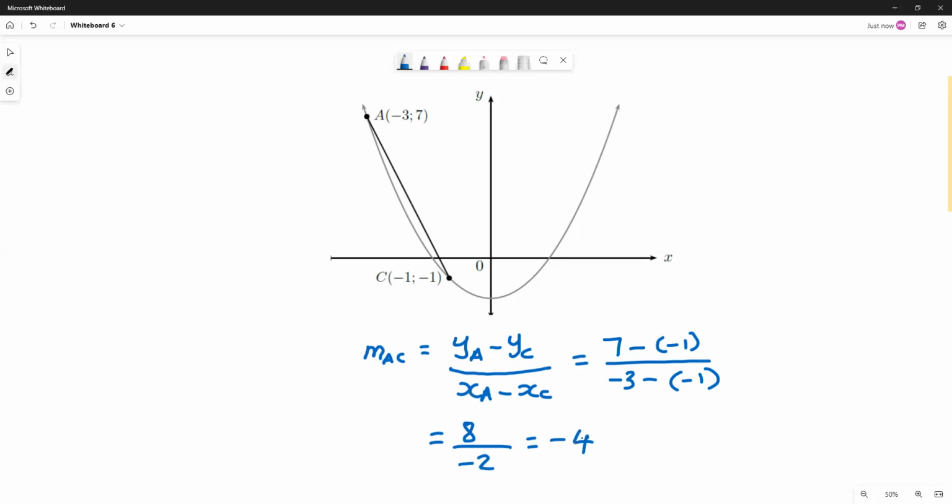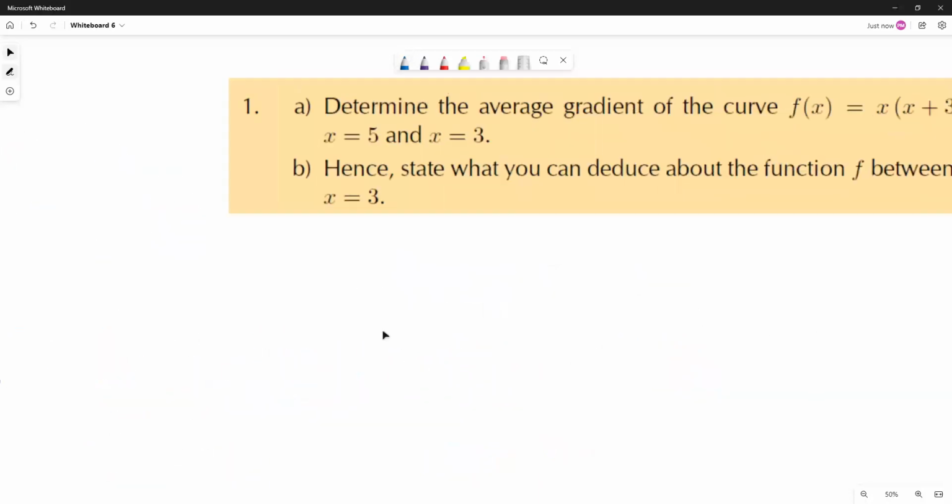-4. So if the average gradient is negative, it just tells you that the graph is going down, which is true here. You can see that the graph is actually decreasing between A and C. Perfect. Now we're going to do the second example. Let's check the second example.